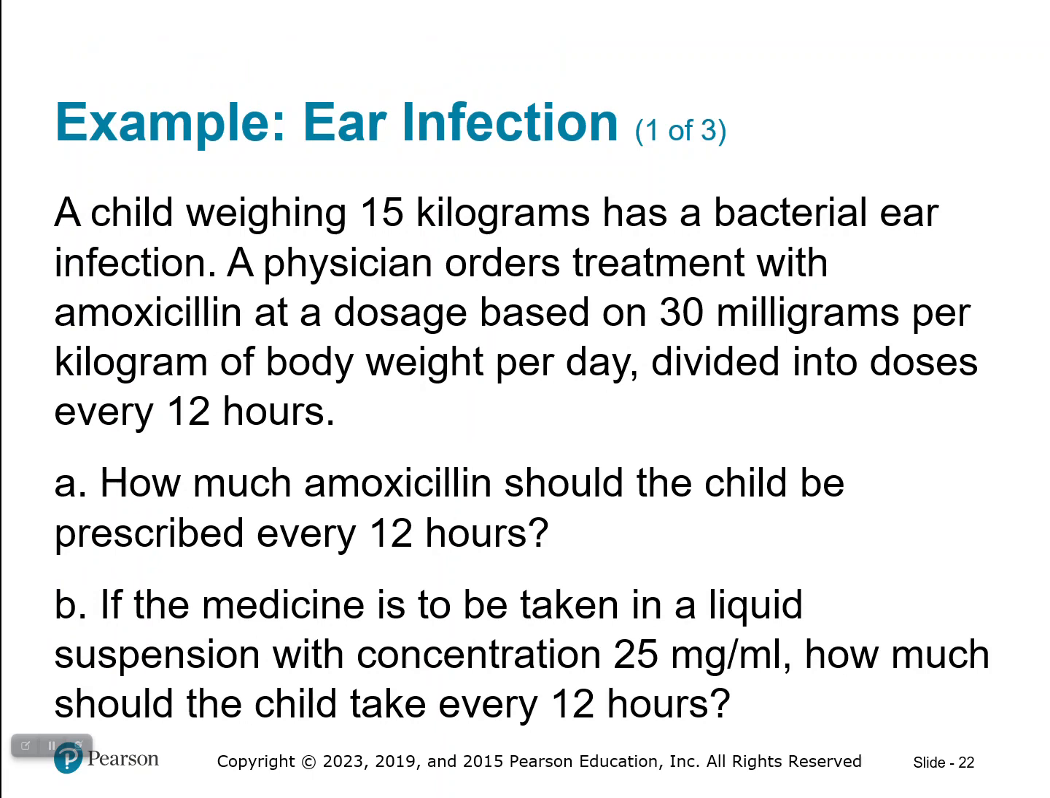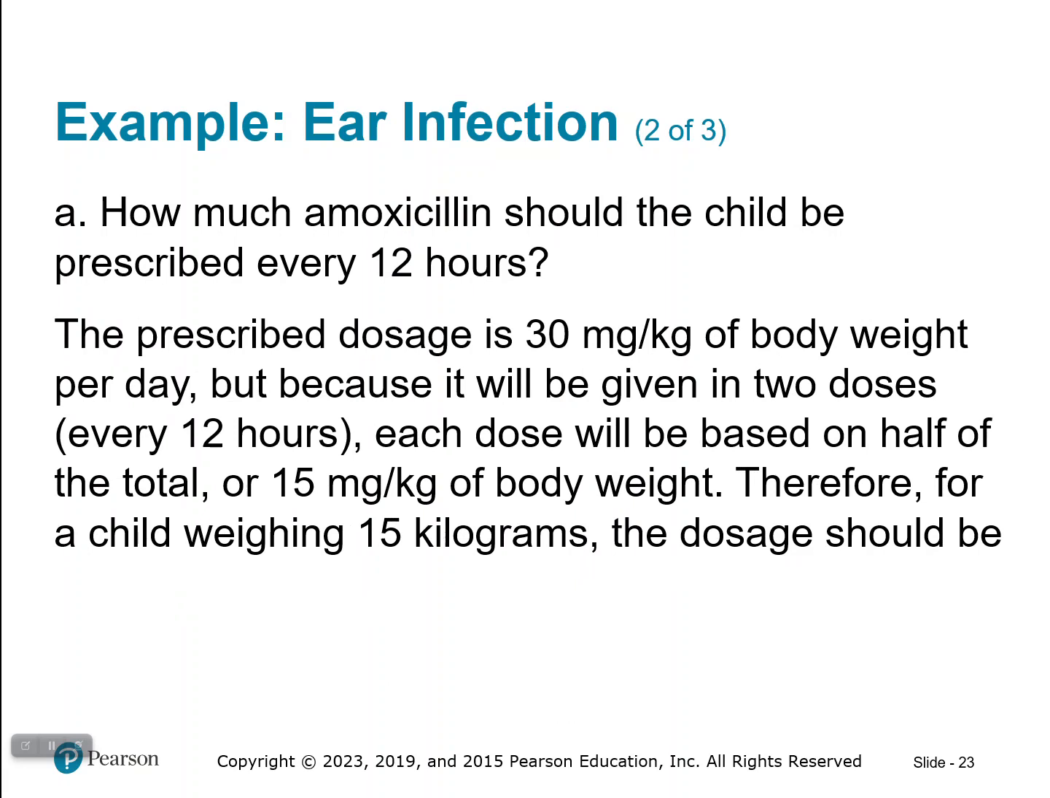A kid goes into the doctor and has an ear infection. They weigh 15 kilograms, and a physician orders treatment with amoxicillin at a dosage based on 30 milligrams per kilogram of body weight per day. You may have heard the doctor say this to the nurse: a dosage of 30 milligrams per kilogram of body weight, divided into doses every 12 hours. All right, so we're going to look at how much amoxicillin the child should be taking every 12 hours, and then we're going to look at it in suspension form, right? If it's concentrated, like an IV drip.